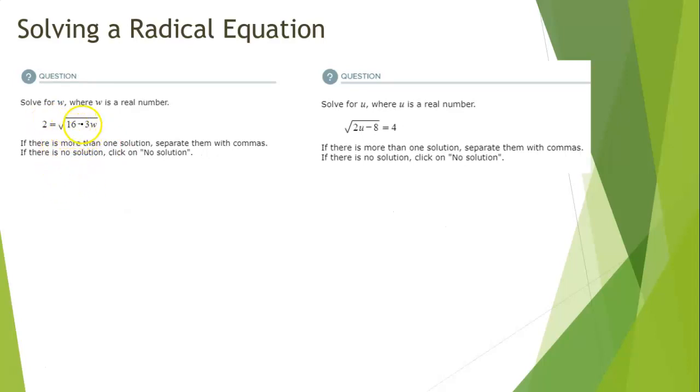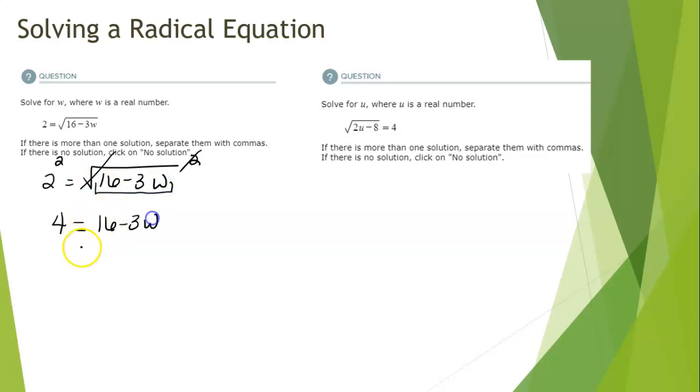Let's try another one here. I notice that everything that's on the right-hand side is trapped inside the radical. In order to get rid of the radical, I'm going to do the opposite. I'm going to square both sides. The square and the square root cancel out on the right-hand side, but not on the left. 2 squared becomes 4. Notice I am never squaring what's inside the radical. I'm just bringing it down.